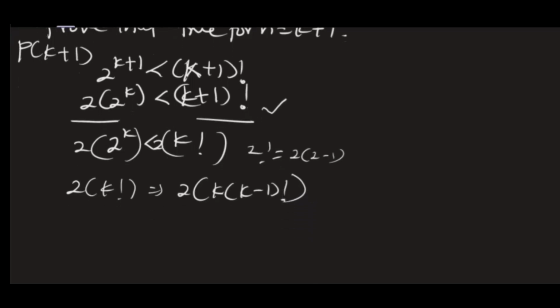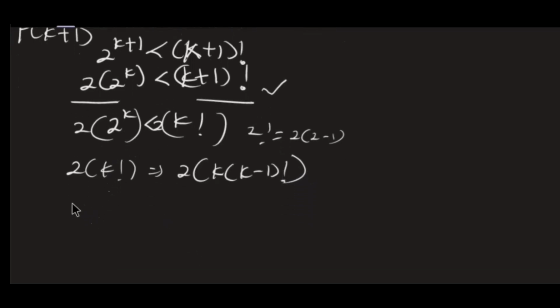So let's see. From here, I can make 2 multiplying 2 to the power k less than 2 multiplying k minus 1 factorial, since our inductive hypothesis was true: always 2 multiplying 2 to the power k is less than this. Now let's come back to our inductive step. 2 multiplying 2 to the power k is less than this. What is this one?